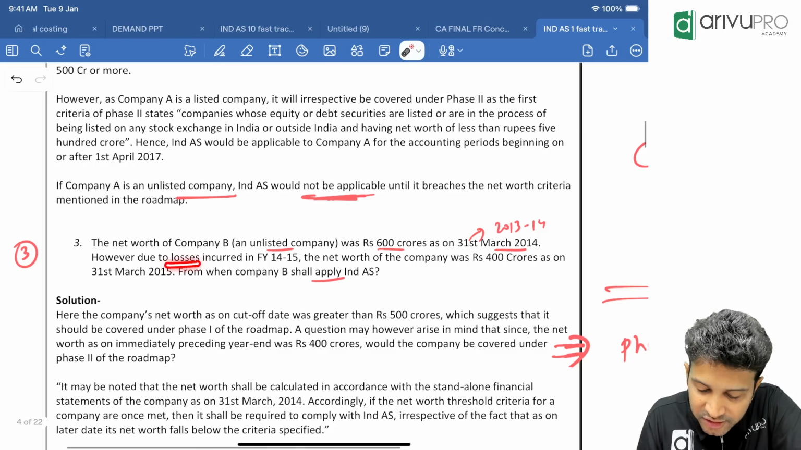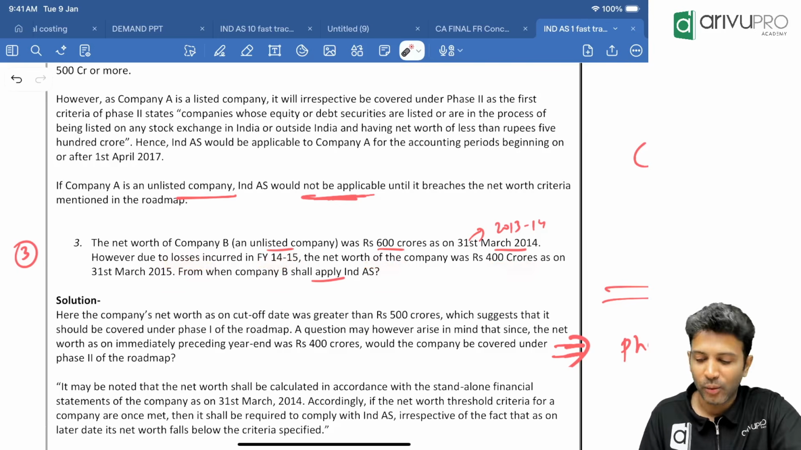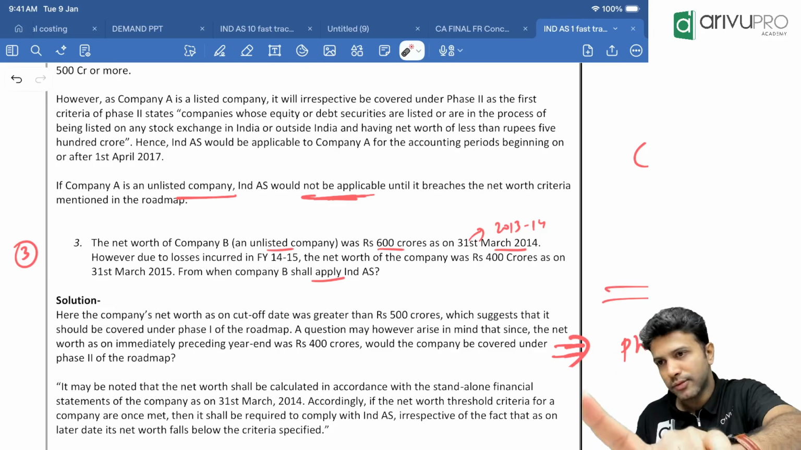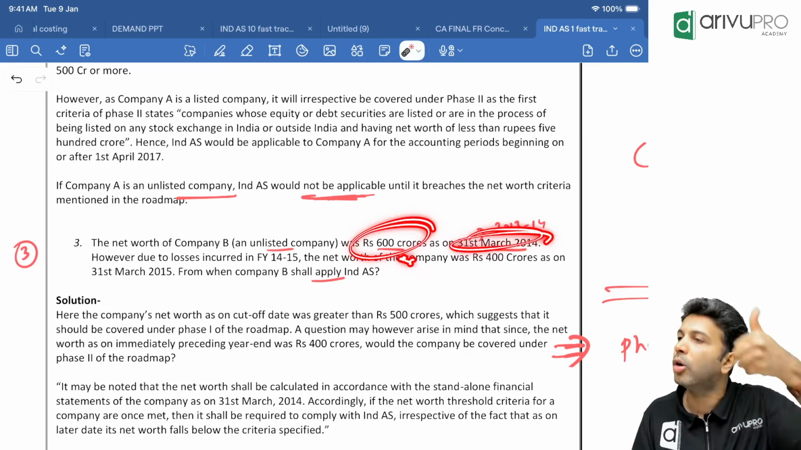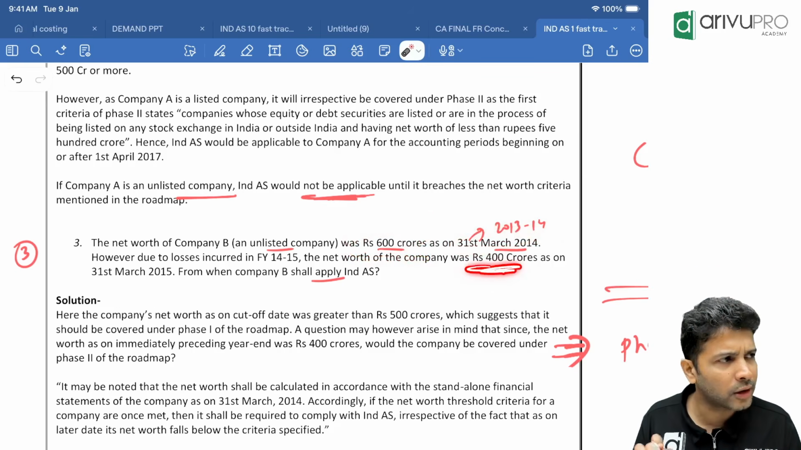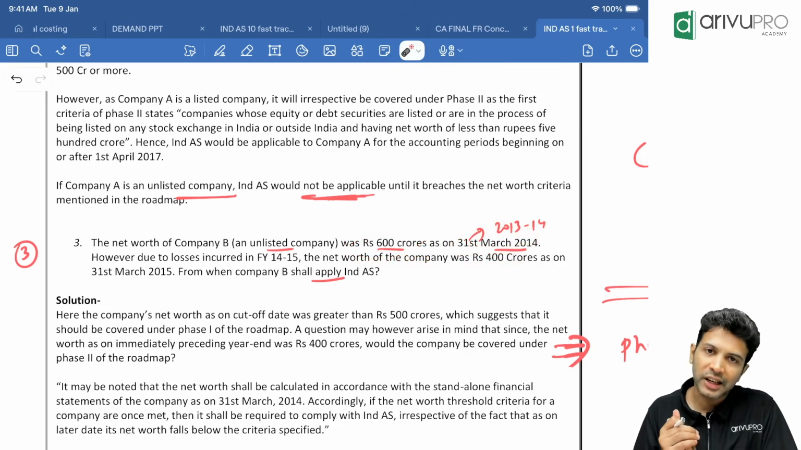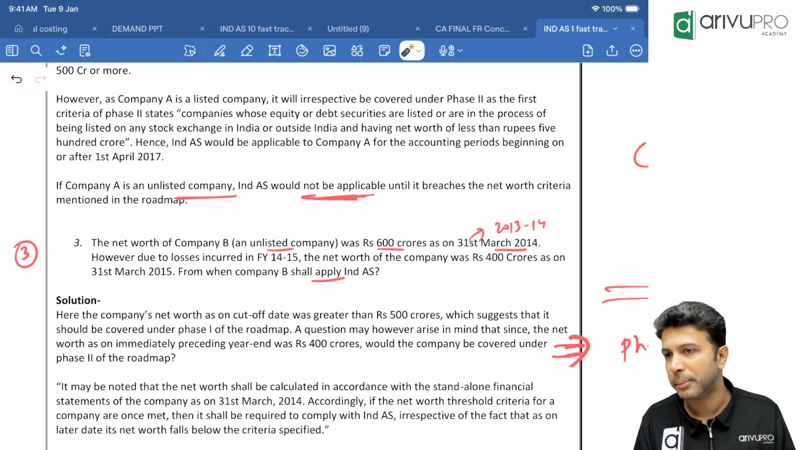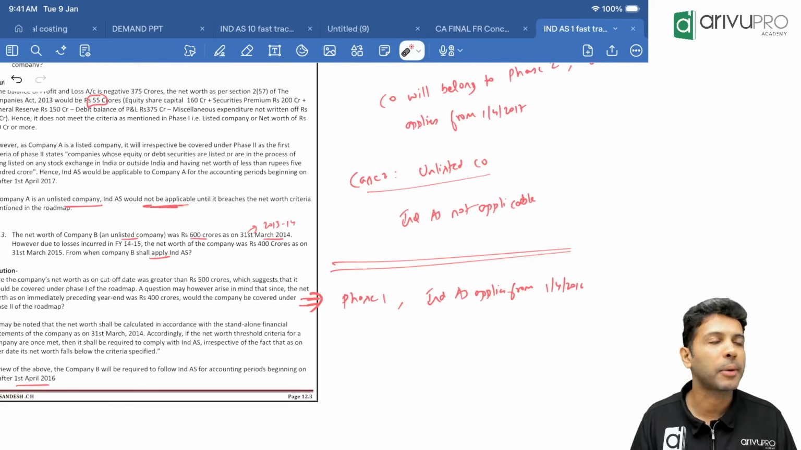On 31st March 2014, net worth is 600 crore. But they are saying next year they suffered loss and their net worth became 400 crore. Now, for phase 1, you check the net worth limit on 31st March 2014. Was it 500 crores or more? Yes. Once you satisfy the limit, it's enough. Next year, if net worth falls, it really doesn't matter. Since on 31st March 2014 you satisfied the phase 1 criteria, you'll still be a phase 1 company only, and Ind AS will be applicable from 1st April 2016. Got it, people? This is the thing.